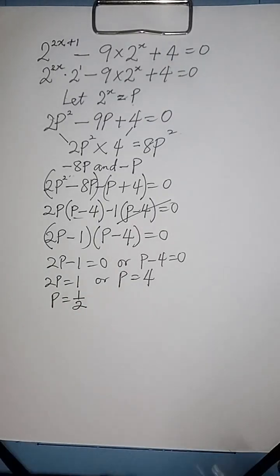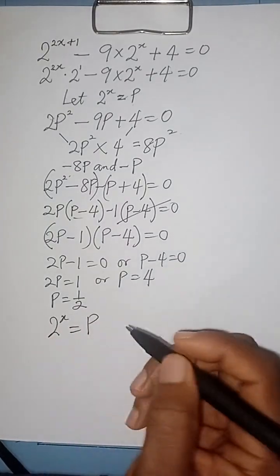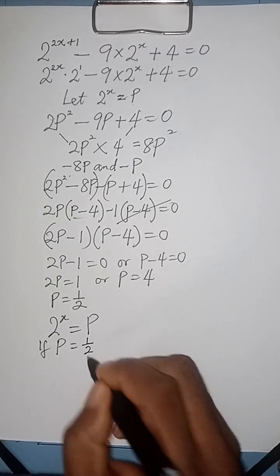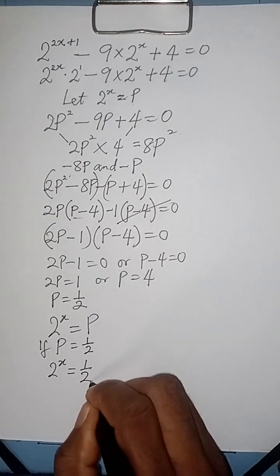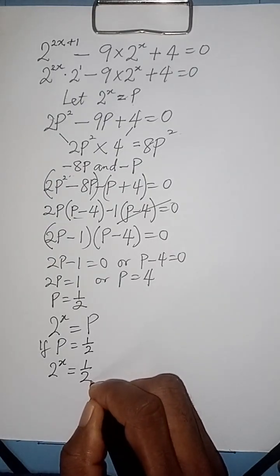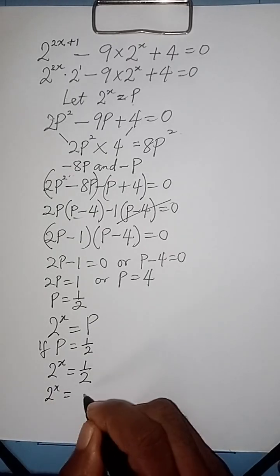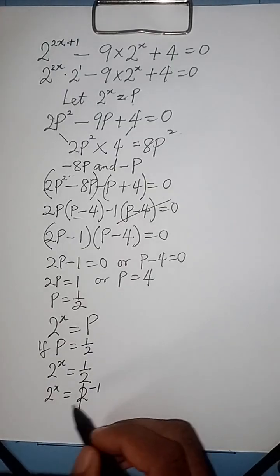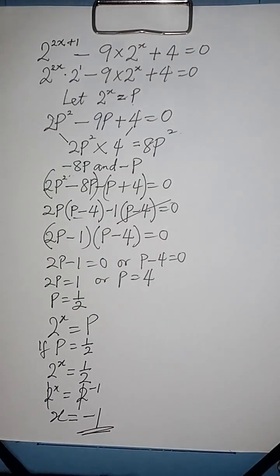We're not looking for p, we're looking for x. So remember where we say 2 raised to power x is equal to p. So if p is equal to half, it's going to be 2 raised to power x equals 1 over 2. And this is the same thing as 2 raised to power x equals 2 raised to power minus 1, applying the law of inverse. So here the bases are the same. You can cancel out the base and get a value for x to be minus 1.